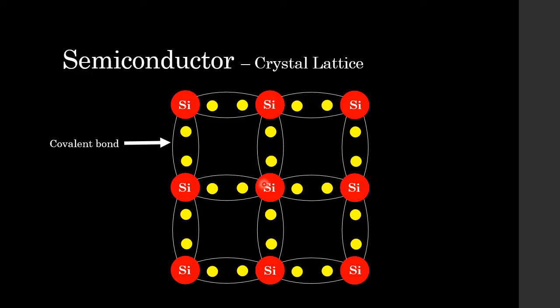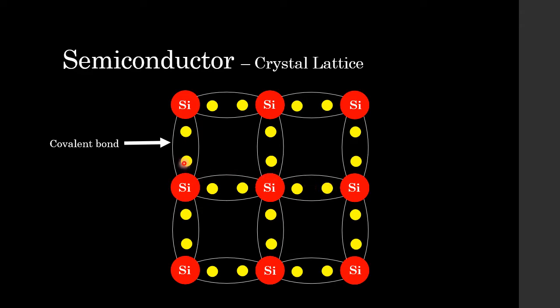So we can say that a silicon atom in the crystal lattice has 8 valence electrons in total, and 4 of them are its own, and 4 of them are shared with its neighboring silicon atoms.